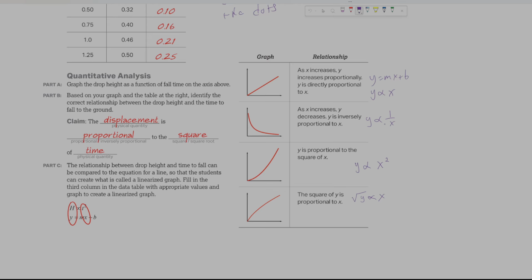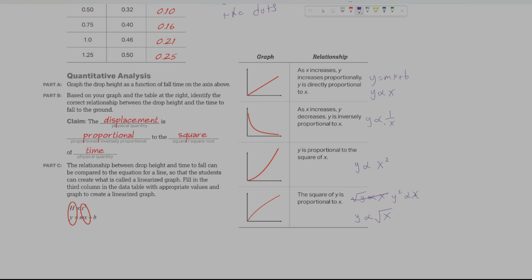Or you can take y is proportional to, I did that backwards. Wow. The square of y is proportional to x. So forget I said that. It's the square of y is proportional to x. And the other way to do that is take the square root of x and make a new column there. I apologize about that, but it's the same idea.